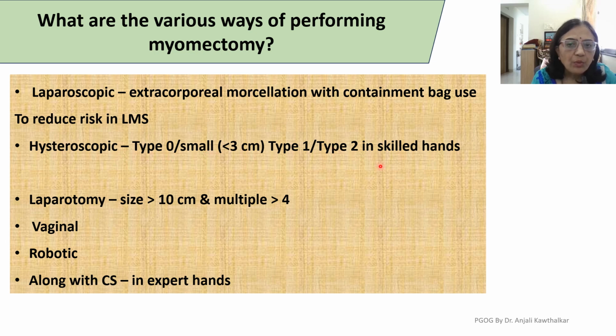or type 2 only in skilled hands, where the myometrial component is greater than or equal to 50%. Laparotomy, where size is larger, greater than 10 centimeters, or the number of fibroids is multiple, more than 4 has been given in the textbooks. Vaginal myomectomy can be done in selected cases. Robotic myomectomy nowadays is being done by robotic surgeons, or myomectomy can be done along with cesarean section. There are so many case reports and it is safe in expert hands.